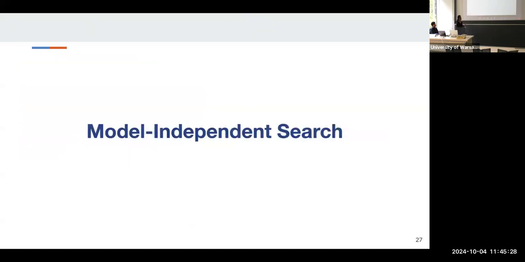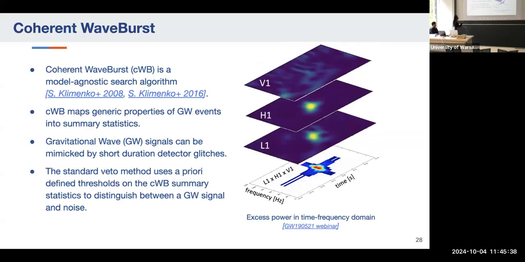So to look for these signals, we employ the model independent search because there is a lack of accurate models to describe these systems. To start with, I'm going to give you an overview of the coherent WaveBurst algorithm, which is what we use to look for these sources. It is a model agnostic search algorithm.